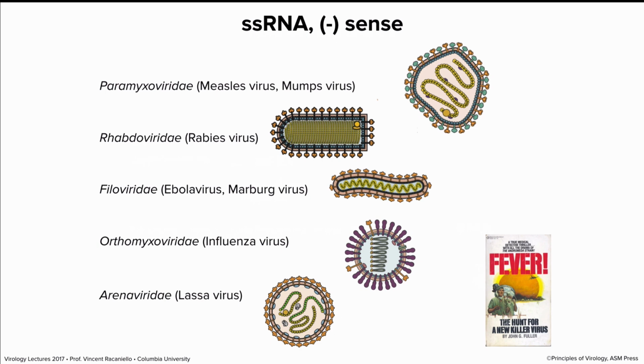Right, minus-stranded RNA viruses, there are a whole bunch of them as well. Paramyxoviruses, measles virus, and mumps virus, which you don't get anymore because you've been immunized. When I was a kid, every kid would get measles and mumps.